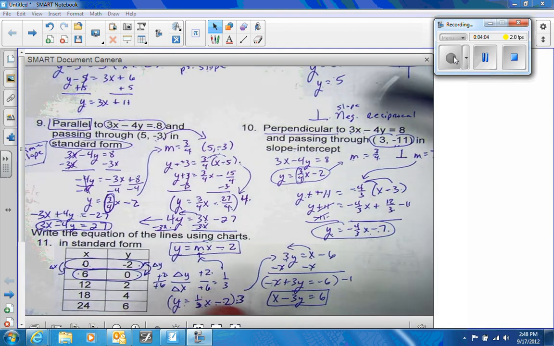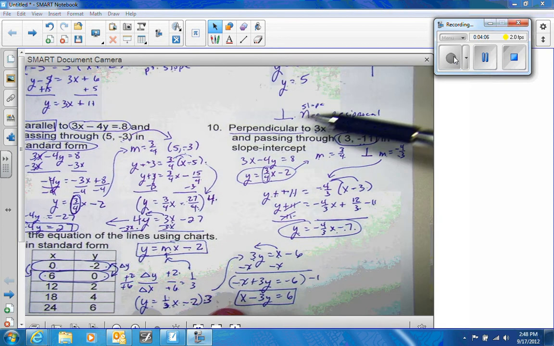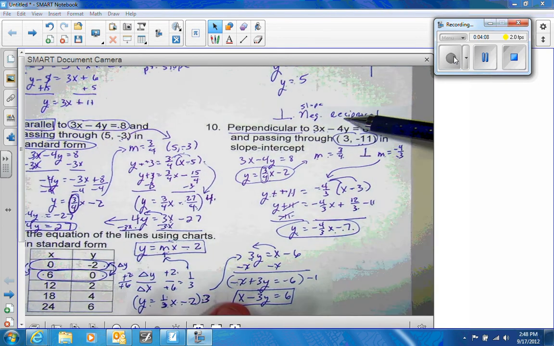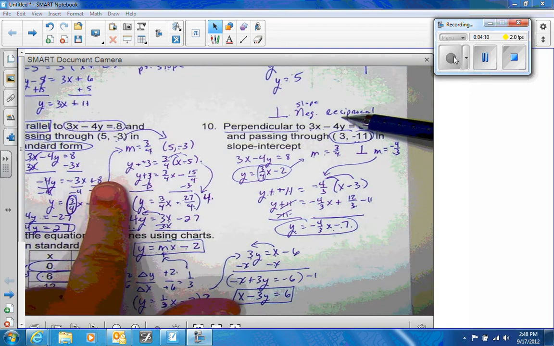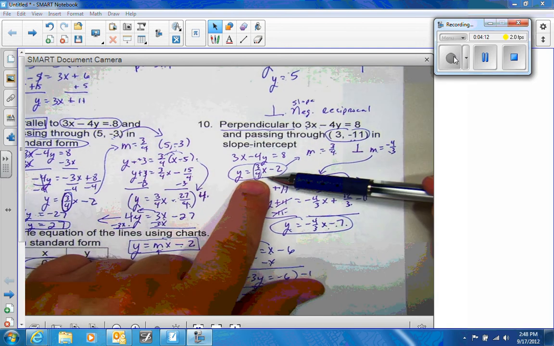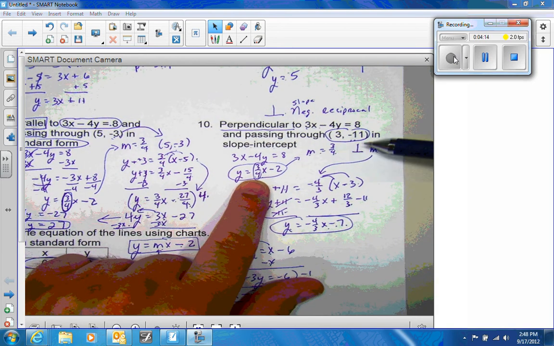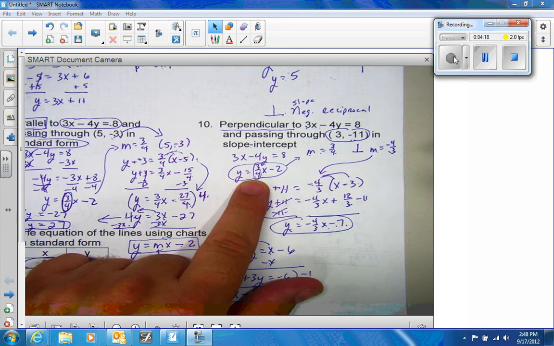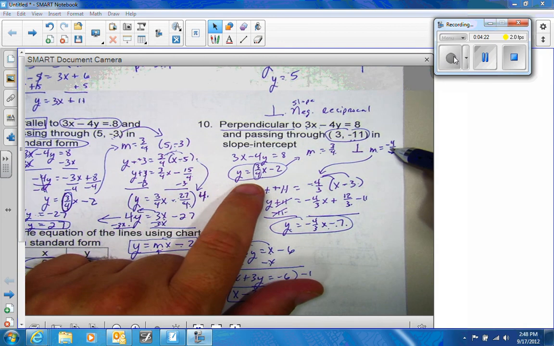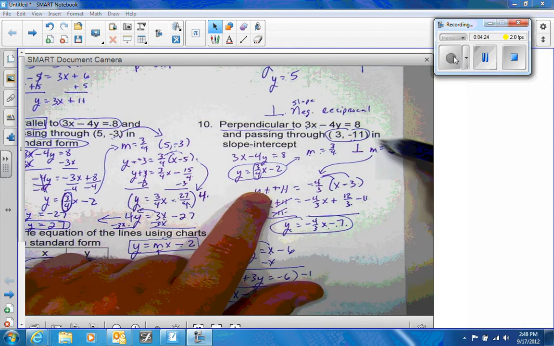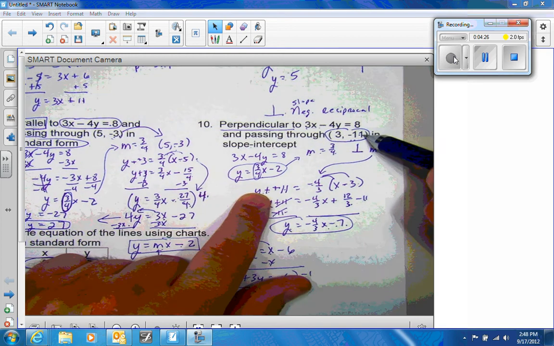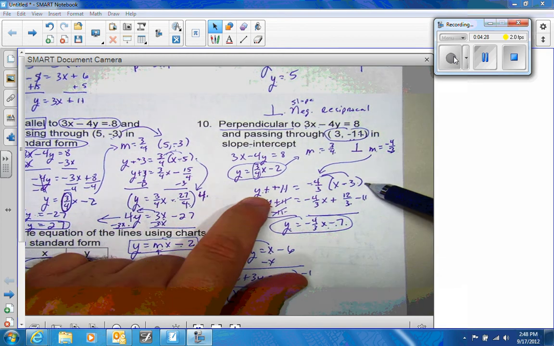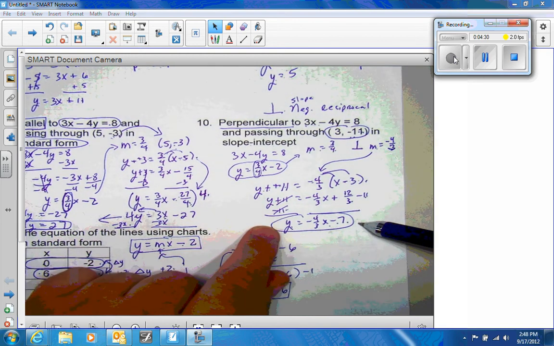Now, for the perpendicular, remember your perpendicular slope has to be the negative reciprocal. Over on this one, the slope was 3/4. Well, if I have a slope of 3/4, the negative reciprocal is going to be negative 4 over 3. So basically what I'm going to do is use this slope, my new slope, and this point, because it passes through this point. Put it in point-slope form and solve for y.